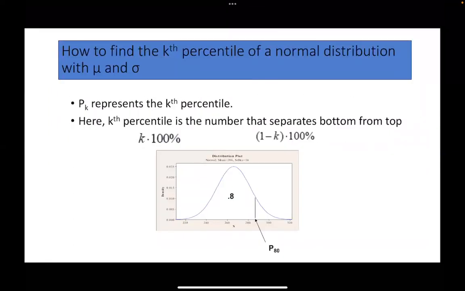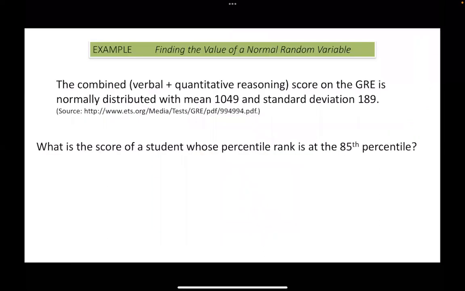Okay. So the combined verbal and quantitative reasoning score on the GRE is normally distributed. It has a mean of 1049 and a standard deviation of 189. We want to know what the score of a student is whose percentile is in the 85th percentile. So fingers crossed that my calculator works.